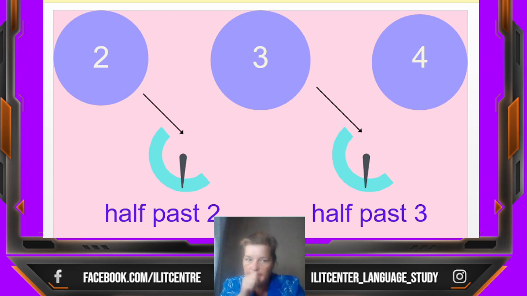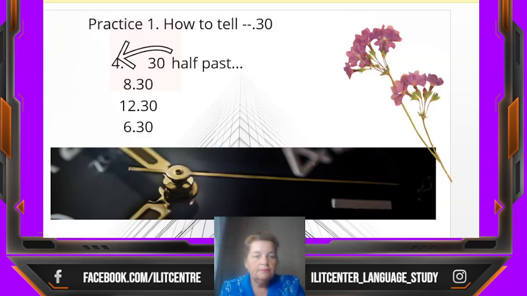When we are talking about some small practice or illustration for time, we can try here. Okay, 4:30. First we say half. Instead of 30 minutes, we say half. Then we say the word past. And then we call the hour. I'm sorry. 4:30. It's 8:30. 12:30. 6:30. Got it? I think yes.